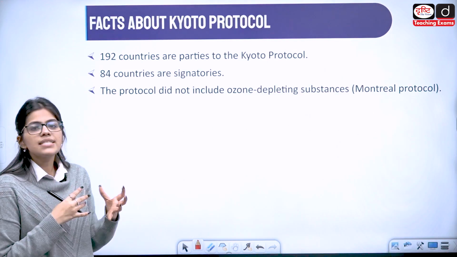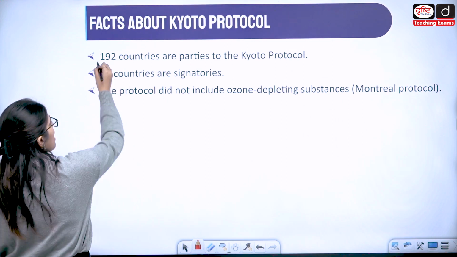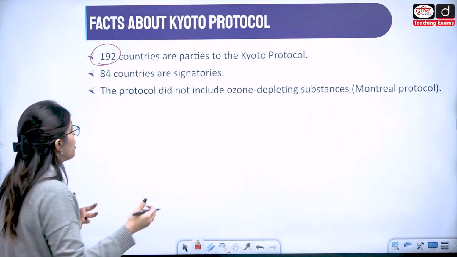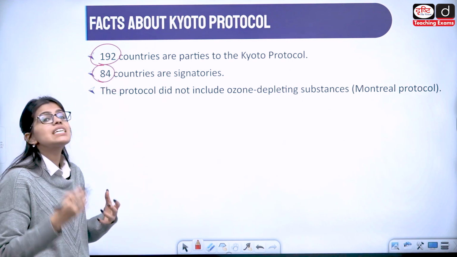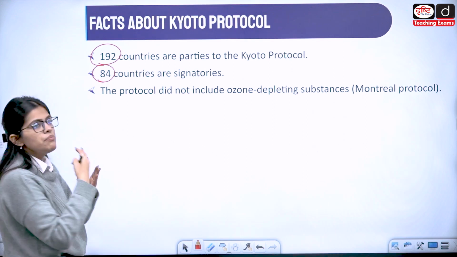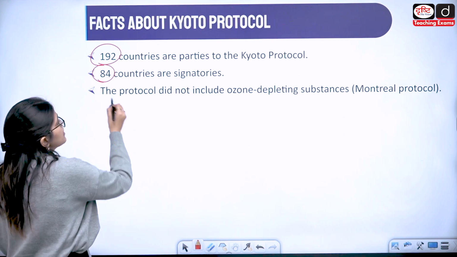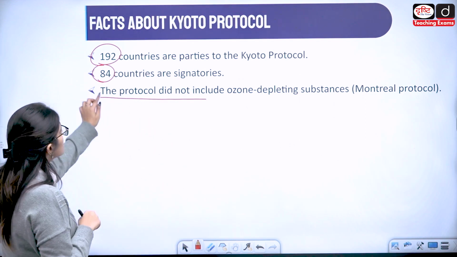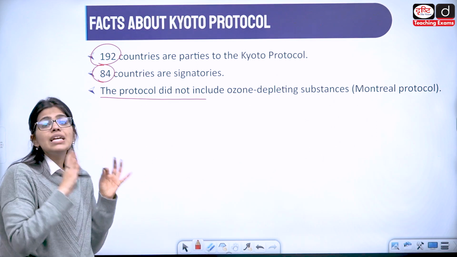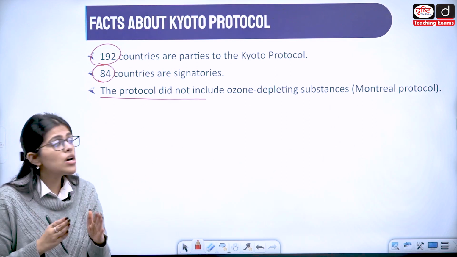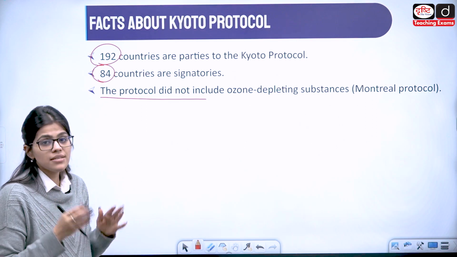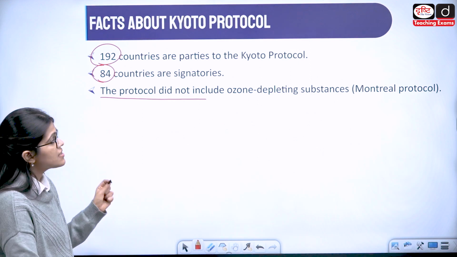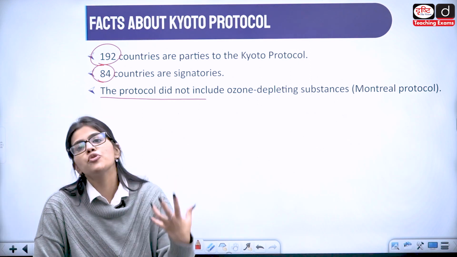Then let us quickly discuss the things. So we have 192 countries or parties in the Kyoto Protocol. We have 84 countries that are signatories to it. Then we have 3 mechanisms, and the protocol did not include ozone depleting substances, right? So this protocol only talks about the greenhouse gases. It does not talk about the ozone depleting substances, ODS. ODS, ozone depleting substances, are the substances that the Montreal Protocol talks about.